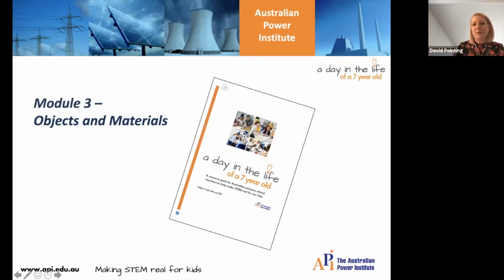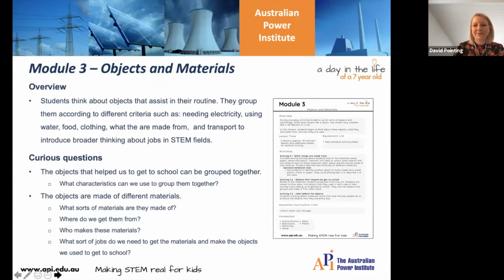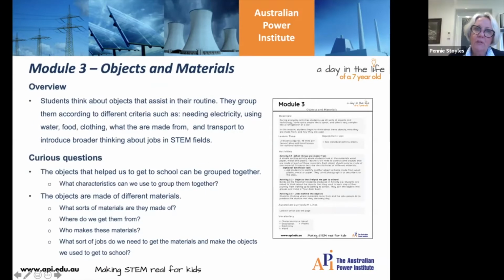This is the training for Module 3. Module 3 is about objects and materials. In Module 2, we looked at the students' journeys to school in the morning and what they did. In this module, we're looking at the things that they used in their routine and what they're made of, and looking at a bit of materials technology.